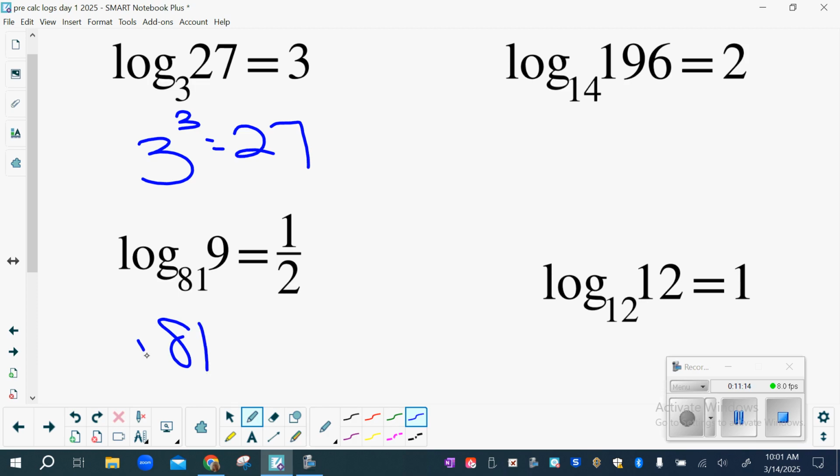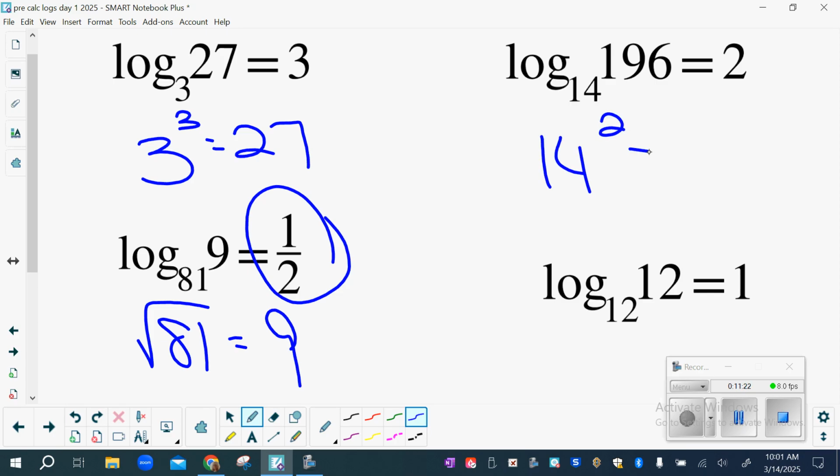3 to the third equals 27. 81 to the, look at this, square root equals 9. That's a square root, that's 1/2. 14 to the squared equals 196. And the last one, 12 to the 1 equals 12. Nice and easy. Okay, so let's use it.